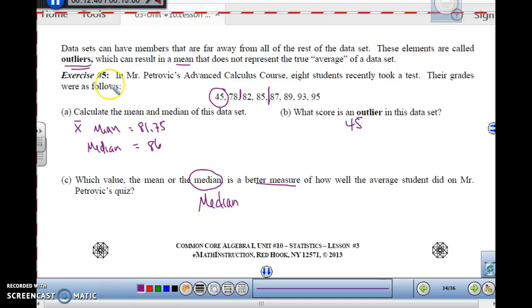Okay, your homework for today is to do the worksheet that goes along with this. You're welcome to borrow a calculator during study hall, but make sure you bring it back.